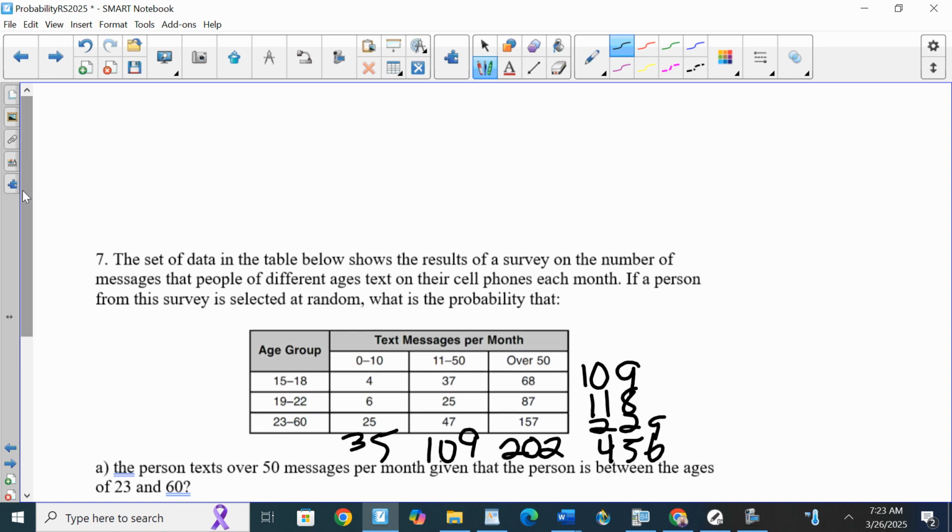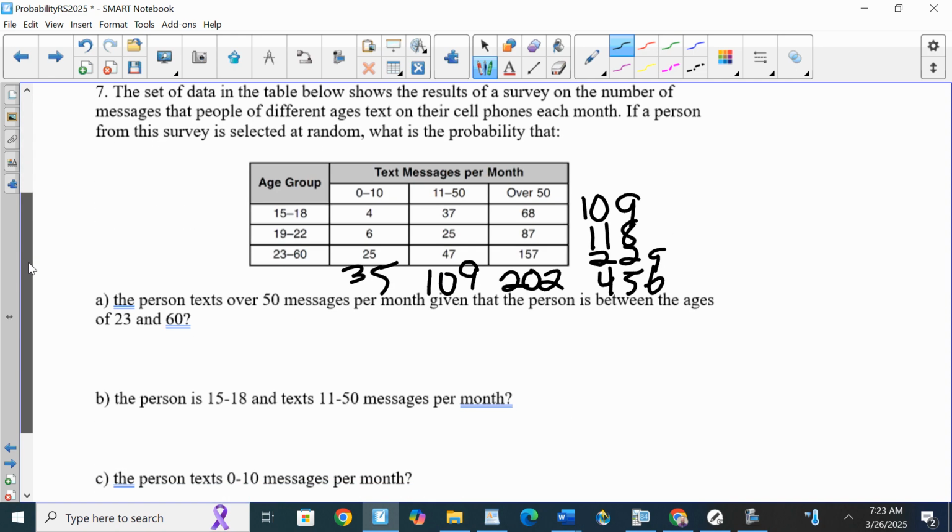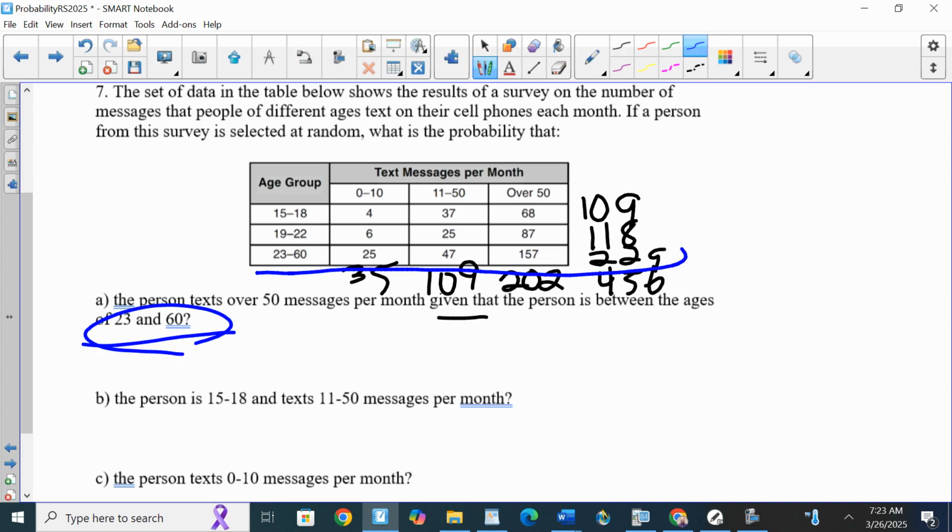So let's take a look now. A, I see given. I know when I see given, it's conditional. That's my condition, 23 to 60. Out of the 229 people, how many text over 50? 157.